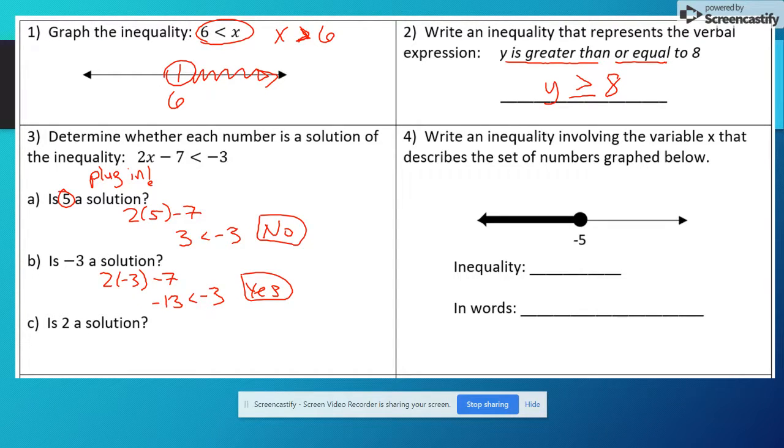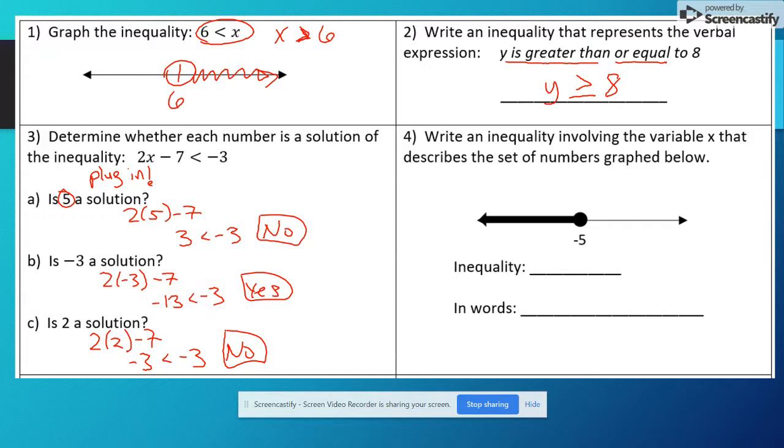And then 2, right? So 2 times 2 minus 7. 2 times 2 is 4. Minus 7 is negative 3. Negative 3 is less than negative 3? No, it is equal to, but that's not what the inequality sign is asking.